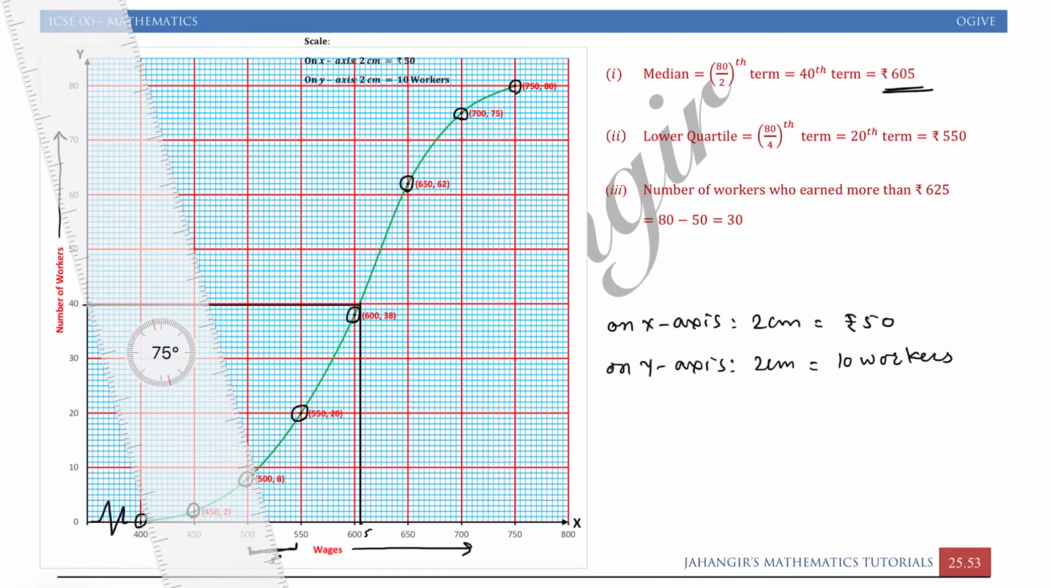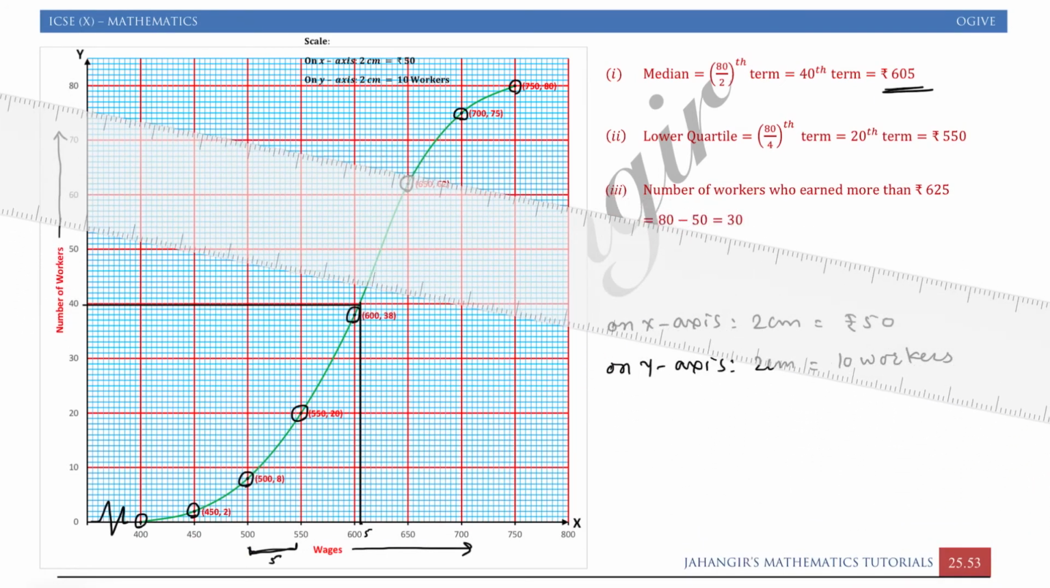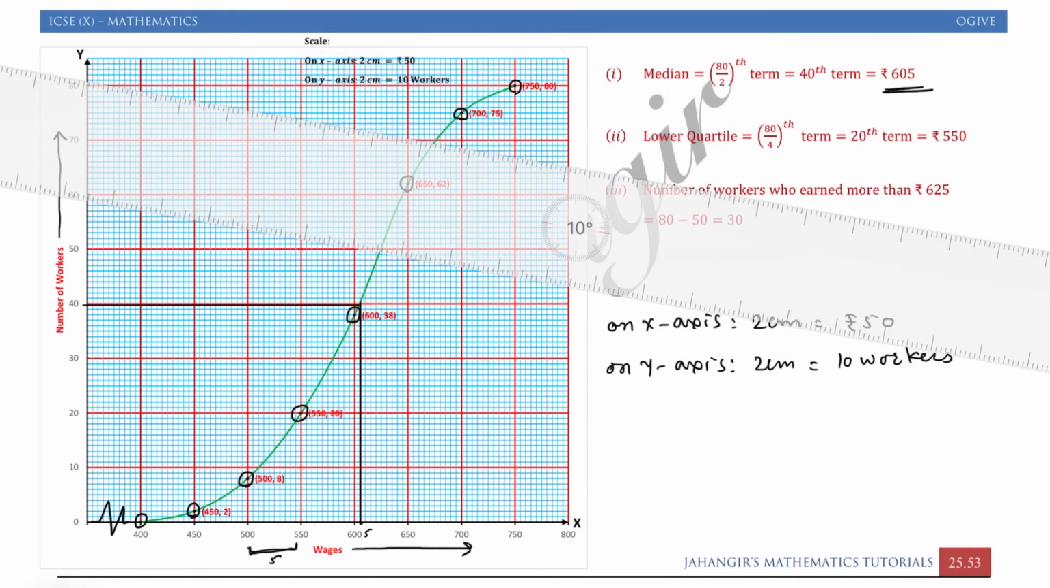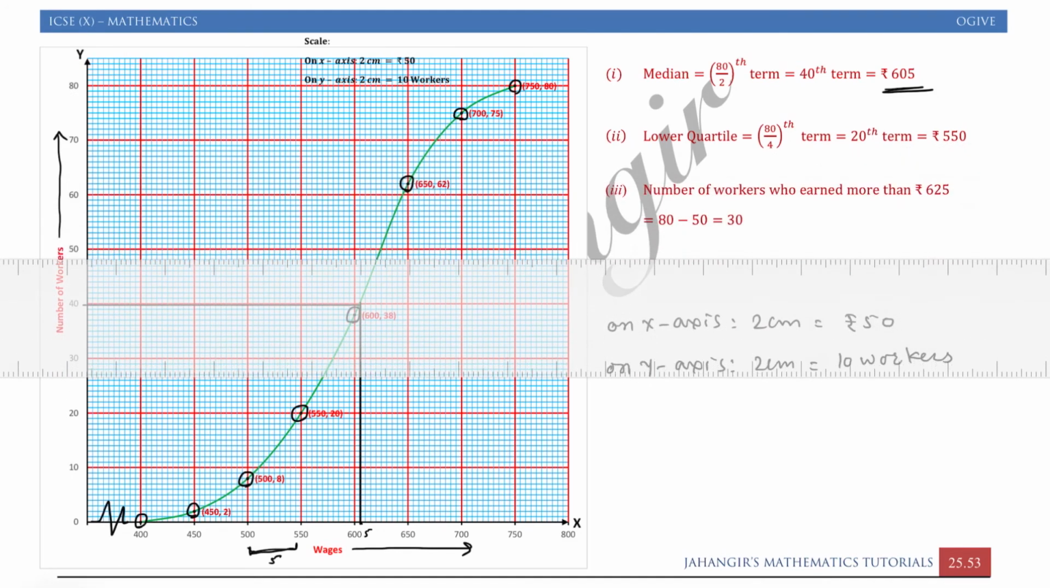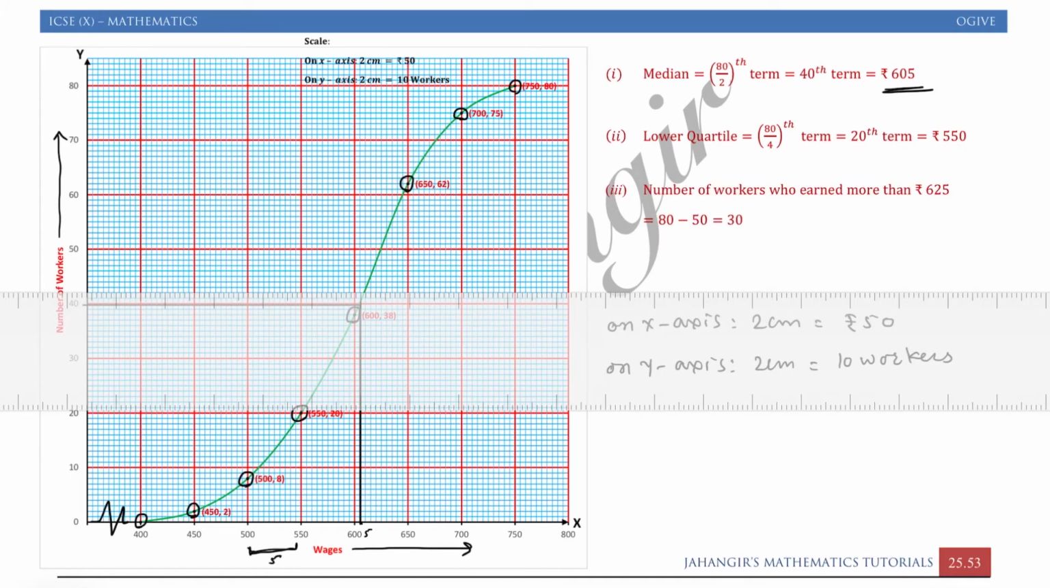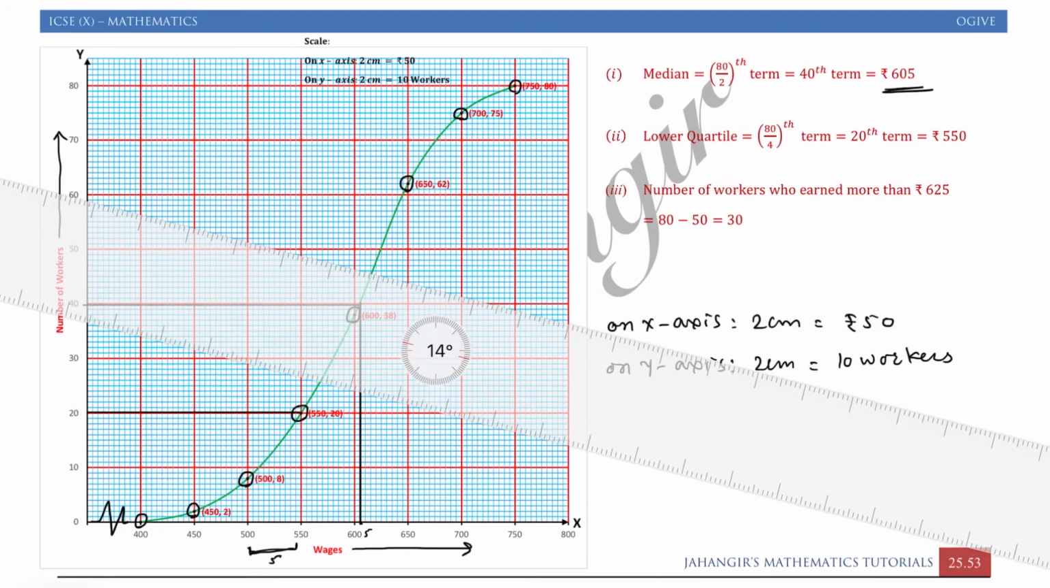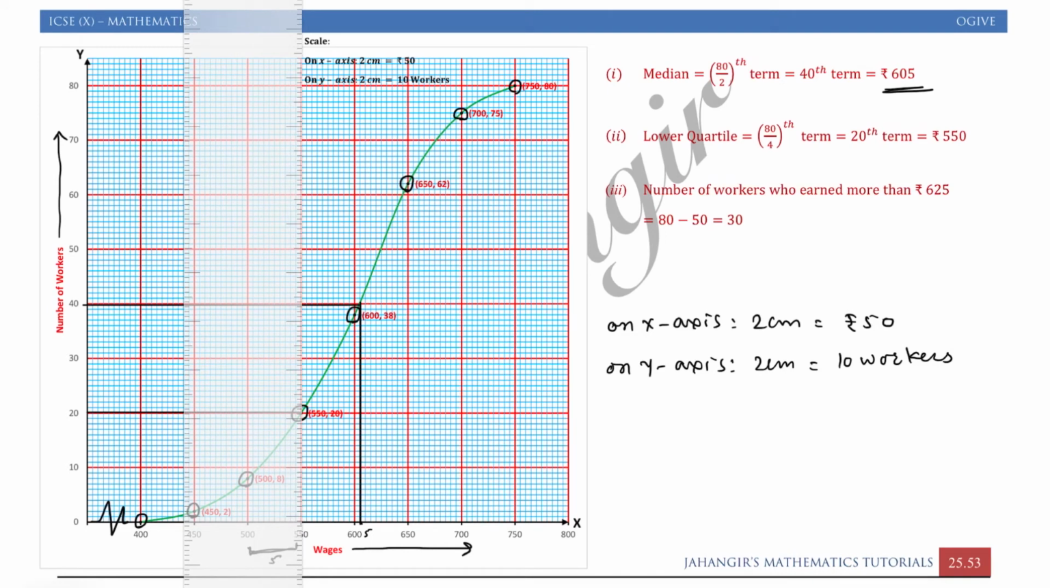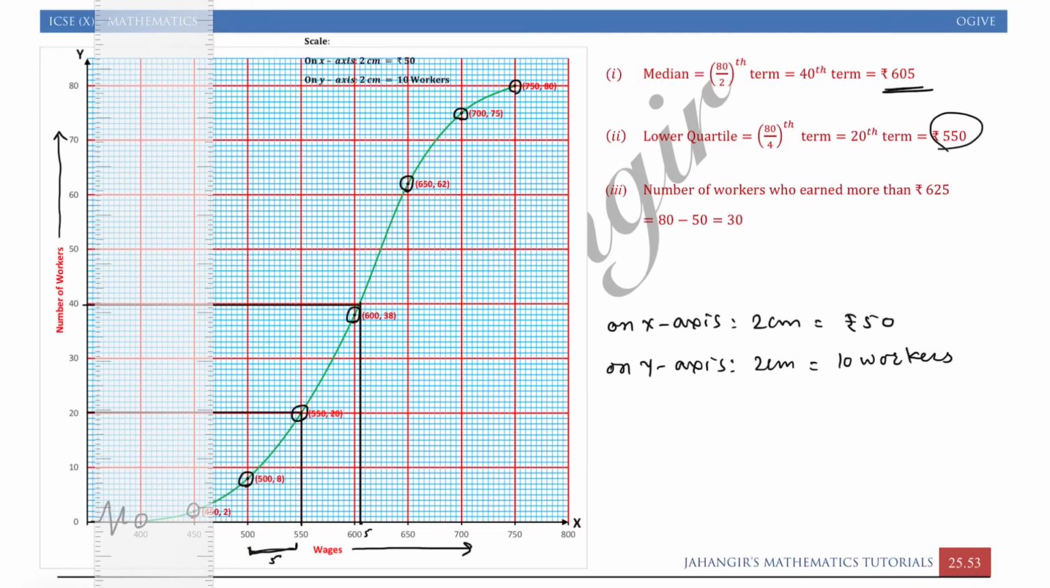Lower quartile is 80 by 4. That is 20. So that can be written, reading is 550. See, this is the 550 ki reading. Here we have 605. This reading. So I can mark arrows as I had taken reading from the y-axis.